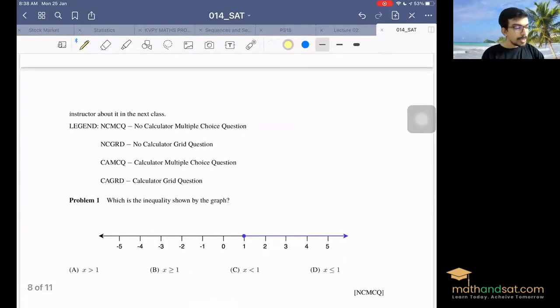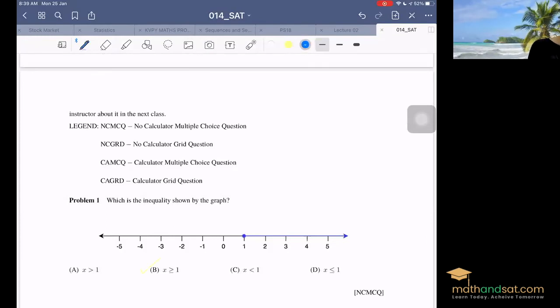Question number one, which inequality is shown by the graph? In the graph, a specific part is marked. So what does that region represent algebraically? Algebraically means using an inequality. Just look at this number line and tell me what is the answer. There is a dot at 1, so it means 1 is included. And all numbers greater than 1 are selected. So it means x is greater than or equal to 1. Yeah, it is B. It's clear, right?